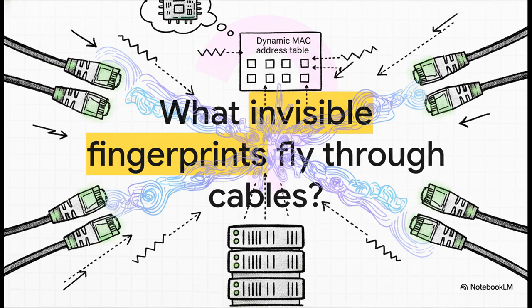So, I want to leave you with this thought. Next time you walk past a server room and see a massive box of blinking green lights, what invisible fingerprints will you picture flying through those cables? Suddenly, it's not just a box of wires anymore, is it? It's an incredibly smart, highly efficient central controller silently directing digital traffic at the speed of light.